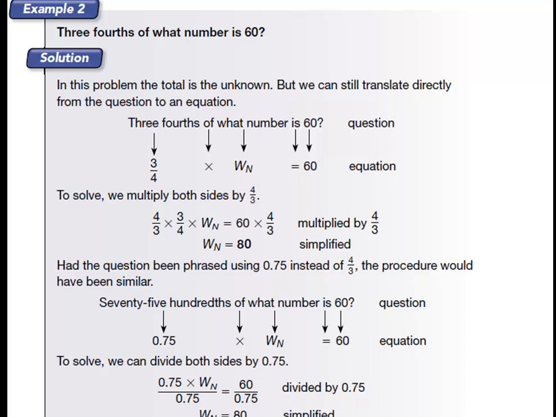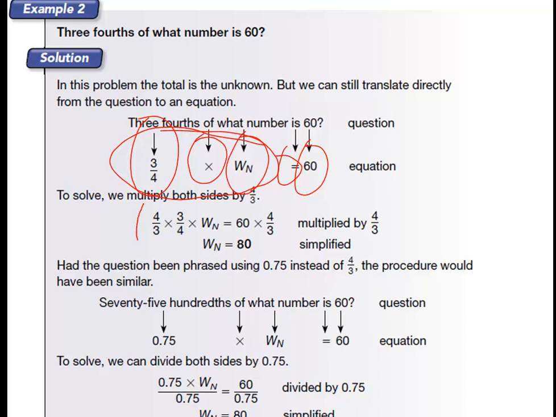So the first thing you've got to do is convert that 3/4 into a fraction, and then you bring down your of, which is times, and then you replace what number with a variable, and then you have the is, which is equals, and then our constant of 60 there. So now you got our problem. Now the problem we've got here though is that we've got these two being multiplied together. The opposite of multiplication is division, but can we divide by a fraction? We cannot.